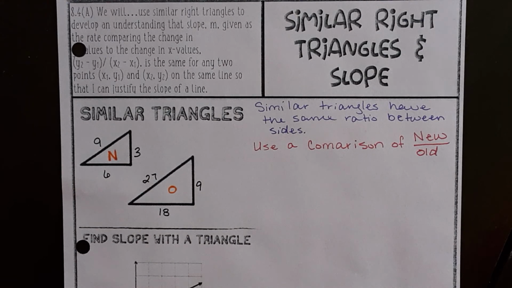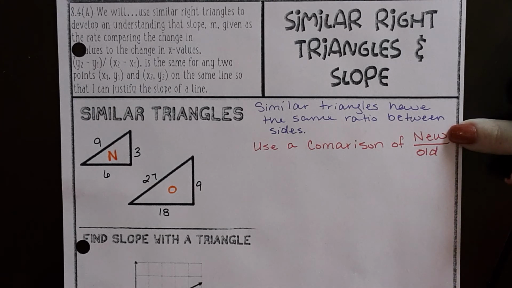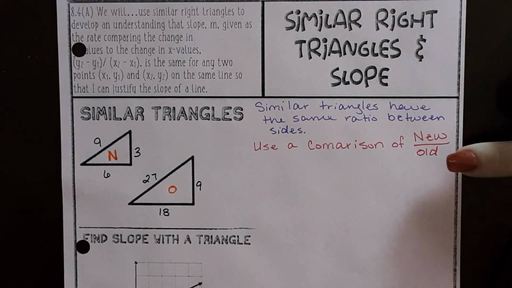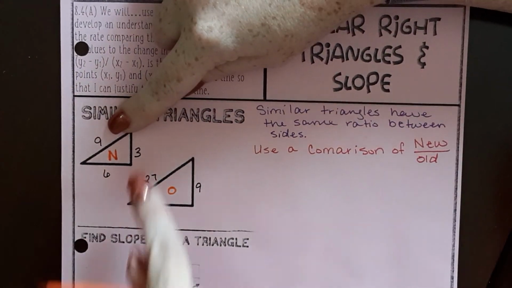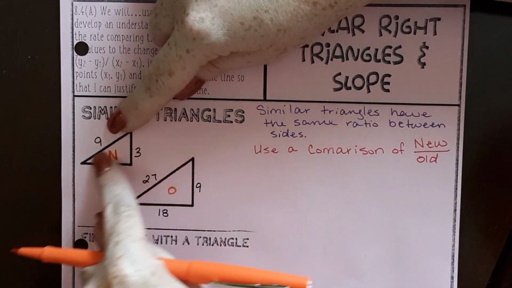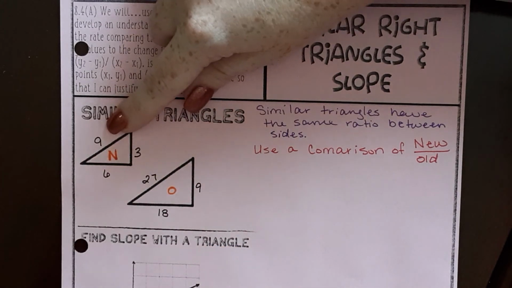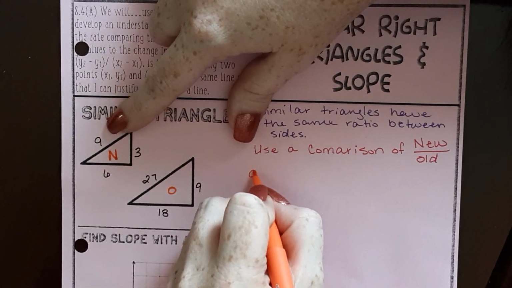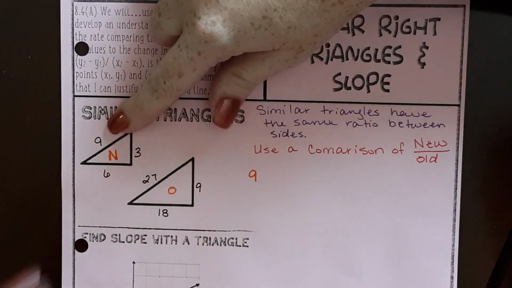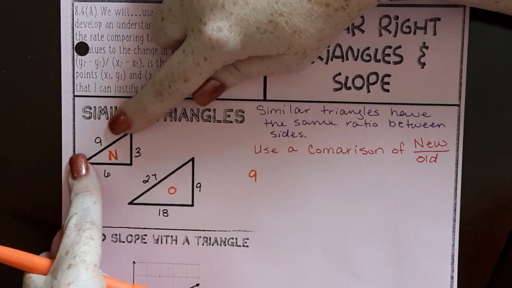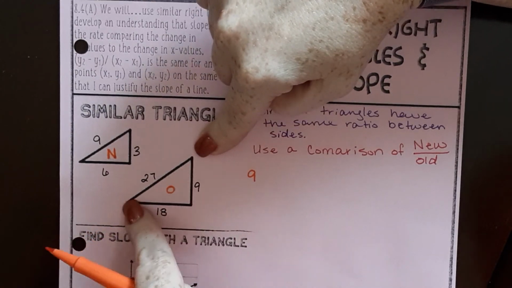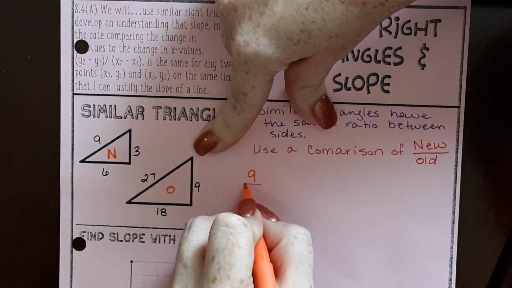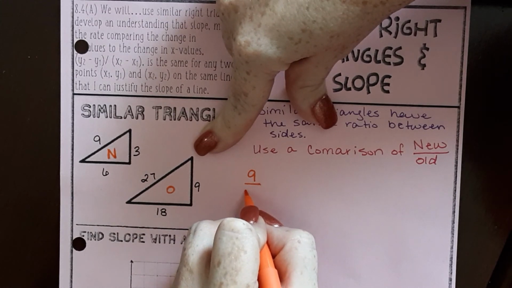And I'm going to take a measurement from a new side and compare it to the same measurement on the old side. So in this case, I'm going to use this long side. It's called the hypotenuse. We'll use this more in a future unit. I will put that at the top of my ratio. And you need to use the same side of that shape. So I would use this long side here, the hypotenuse of my old triangle. So I'm going to write 9 over 27.